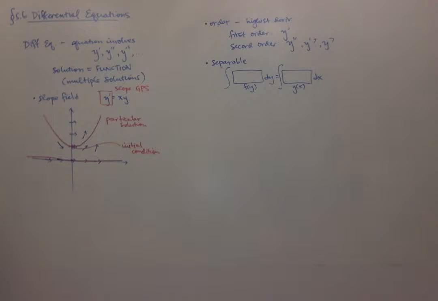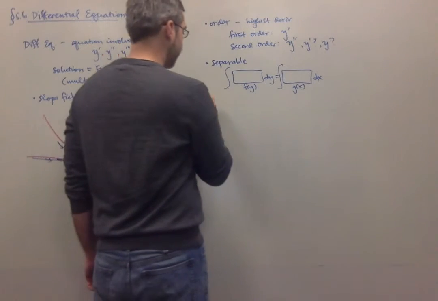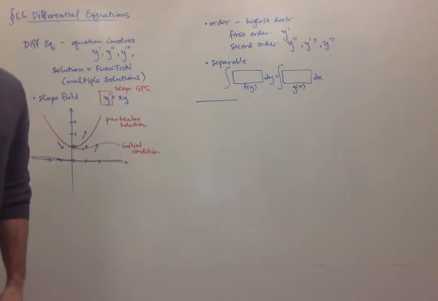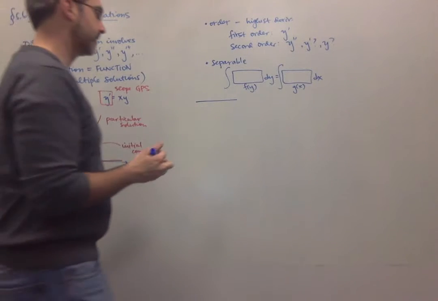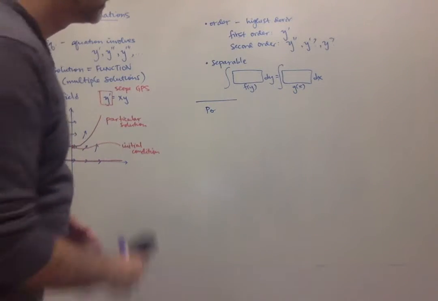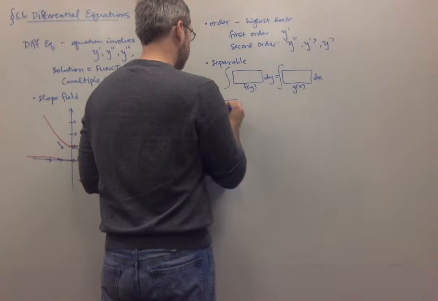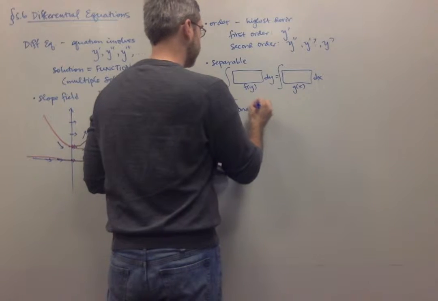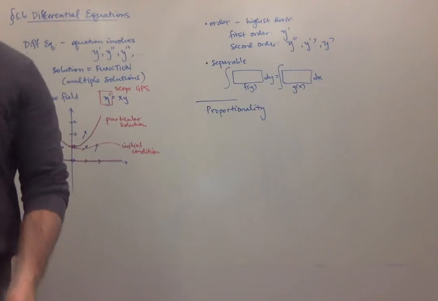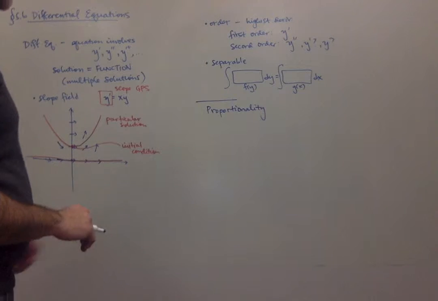Now, there's a special kind of separable differential equation that we're going to deal with today, but before we do that, there's some language that you may or may not have run across before called proportionality. So I want to deal with this language in case you've never seen it. Okay, we say that two things are proportional. That actually has a very special meaning in mathematics.